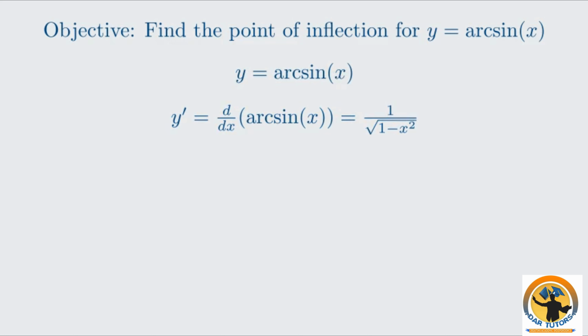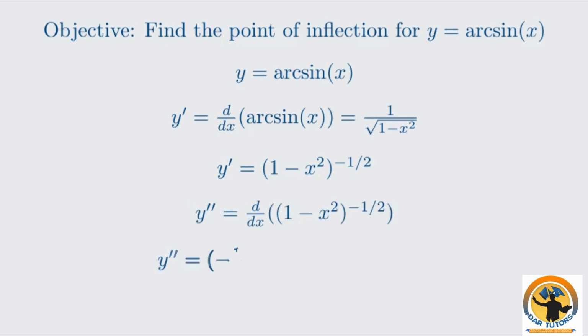Now we need to differentiate this expression to find the second derivative. It's often easier to rewrite the first derivative using negative exponents. So y prime can be written as 1 minus x squared, all to the power of negative 1/2. We can now use the chain rule to find the second derivative. y double prime is negative 1/2 times 1 minus x squared to the power of negative 3/2, multiplied by the derivative of the inside function, which is negative 2x.